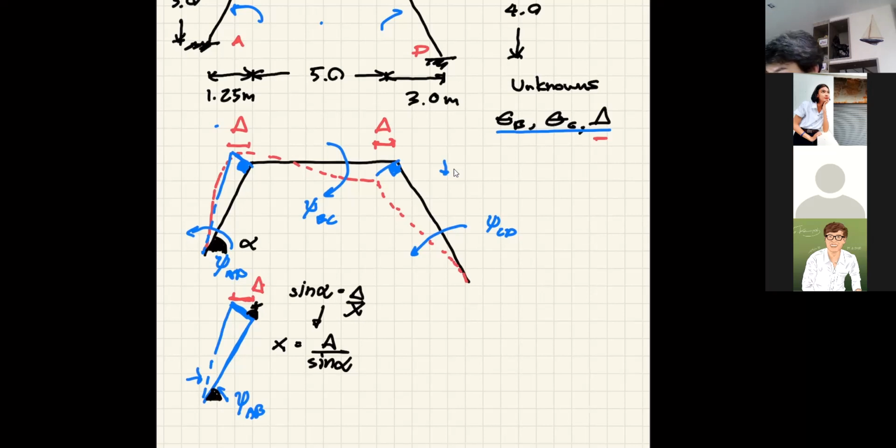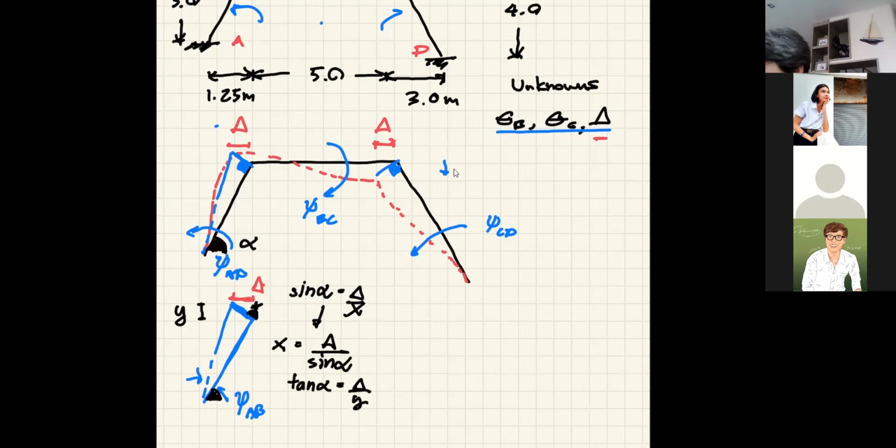Okay? And you are going to need the vertical distance as well. So let's call this one y. And you can say that for y, you need tan alpha. And so tan alpha is equal to delta over y. Okay, you can get y from that.